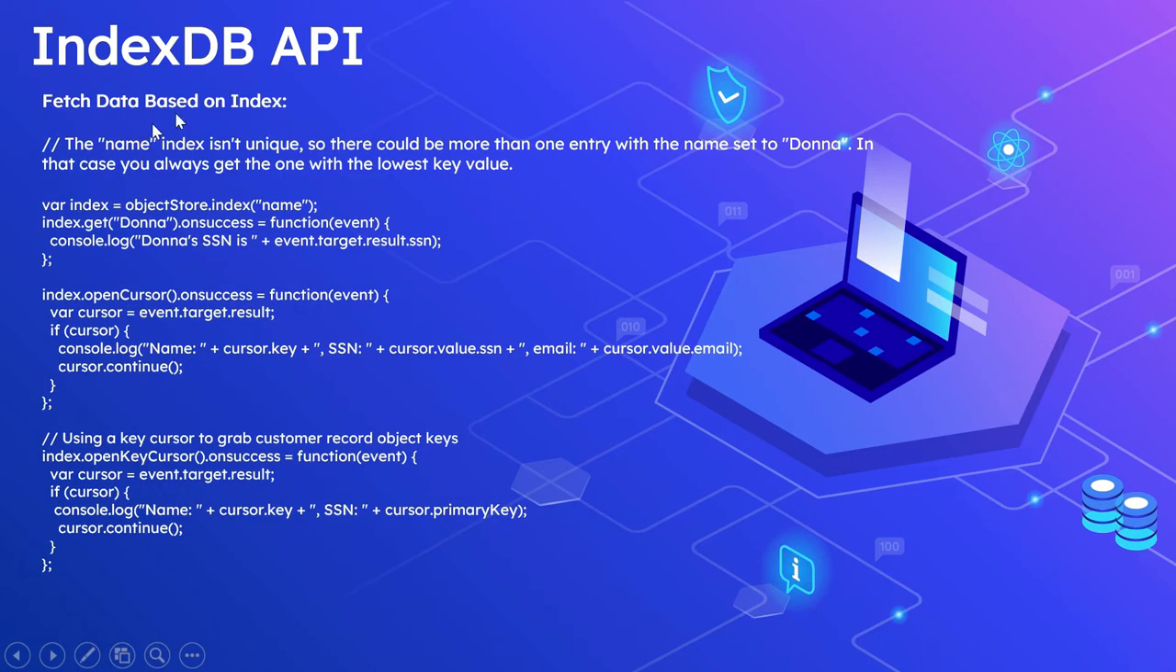The next one is fetch data based on index. Earlier we discussed defining an index for the object store. Here we can use the index to get the required data quickly. Again we can use this get method to get the object with the specified data. If the index is not unique, the get method returns the object with the lower key value if multiple records matched the data. Let's say this name index is not unique and this Donna is matching multiple records. We always get one record with the lowest key value. But you can use openCursor or openKeyCursor to iterate and get all the records.